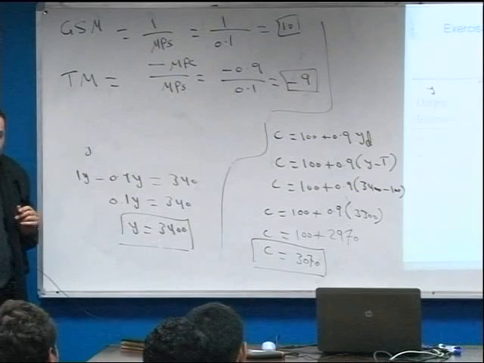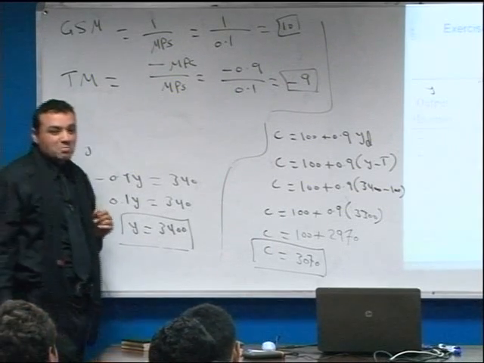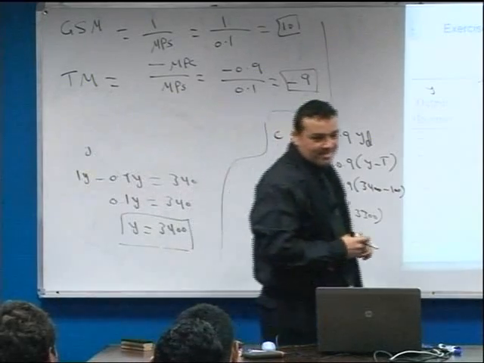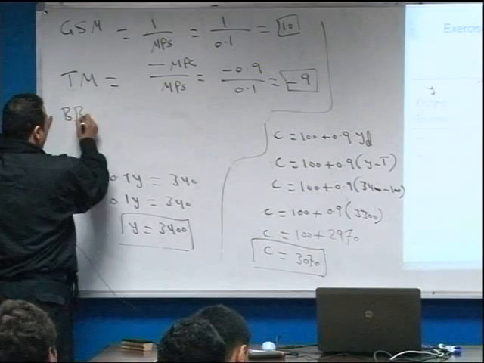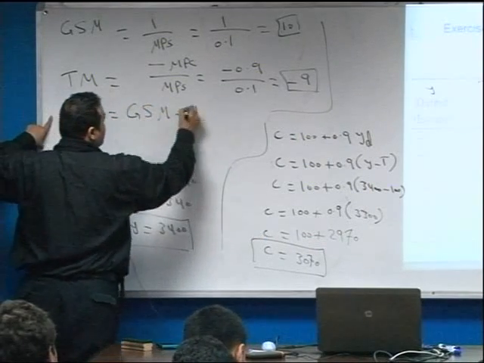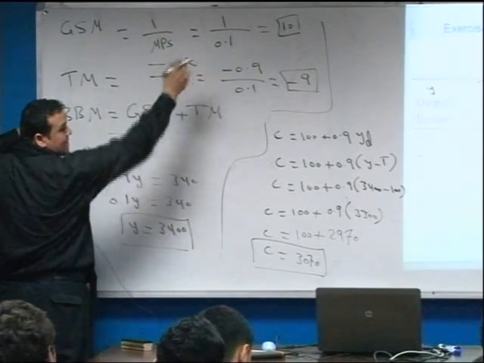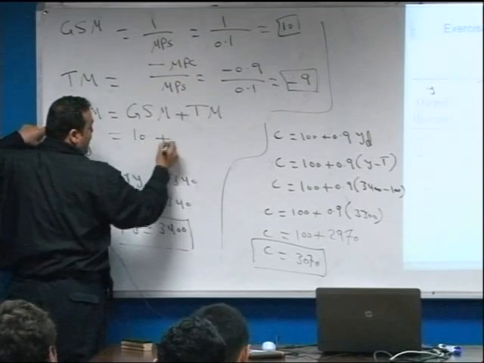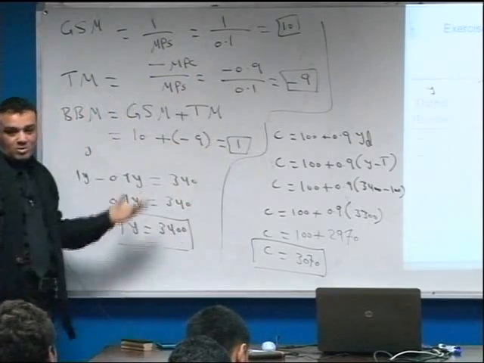Right? Correct? Okay, the balanced budget multiplier equals how much? 1. Exactly. The balanced budget multiplier equals the government spending multiplier plus the tax multiplier, which equals the government spending multiplier is 10 plus minus 9 equals 1. It's always equals 1.